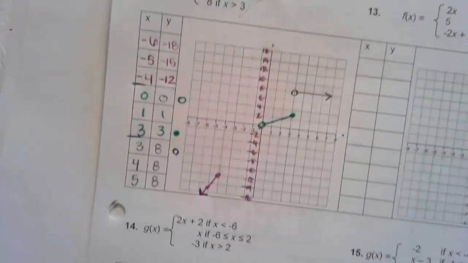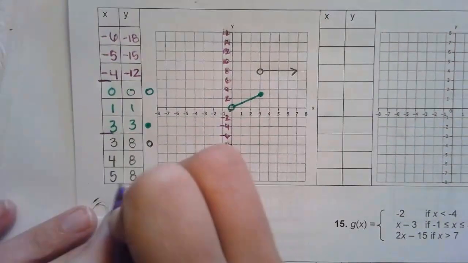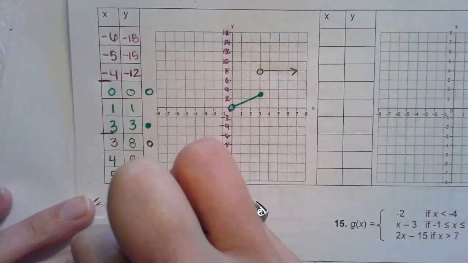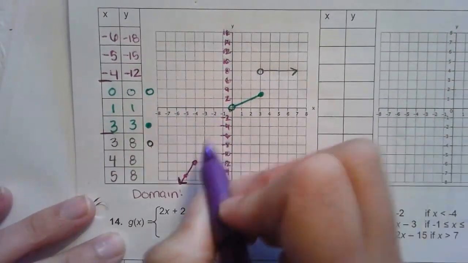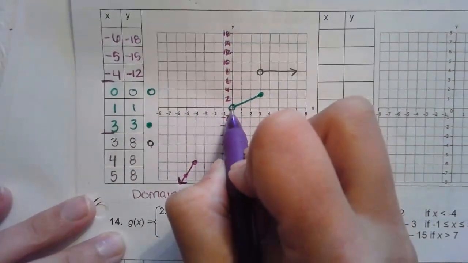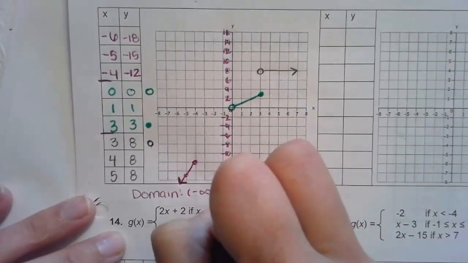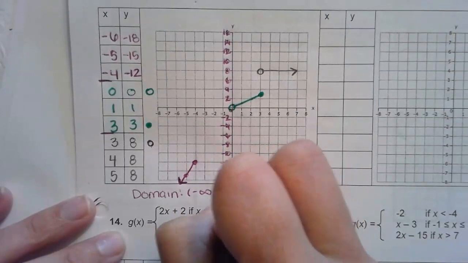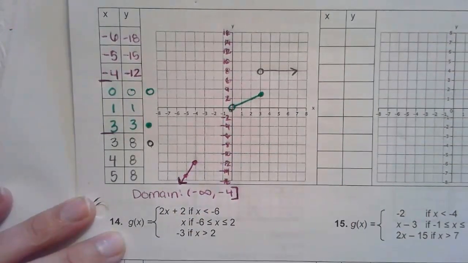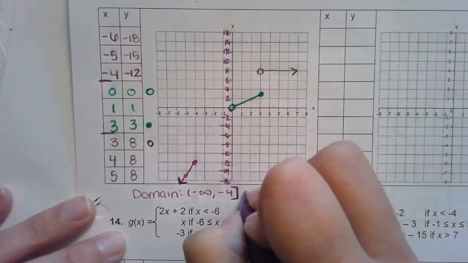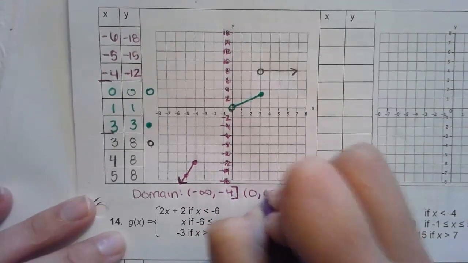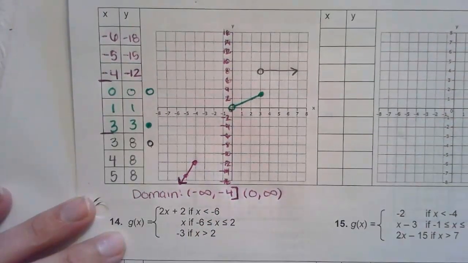So let's talk about its domain and range. This domain is unique. It jumps from negative 4 to 0. So my domain is negative infinity to negative 4, including negative 4, so it gets a bracket. And then 0 to positive infinity.